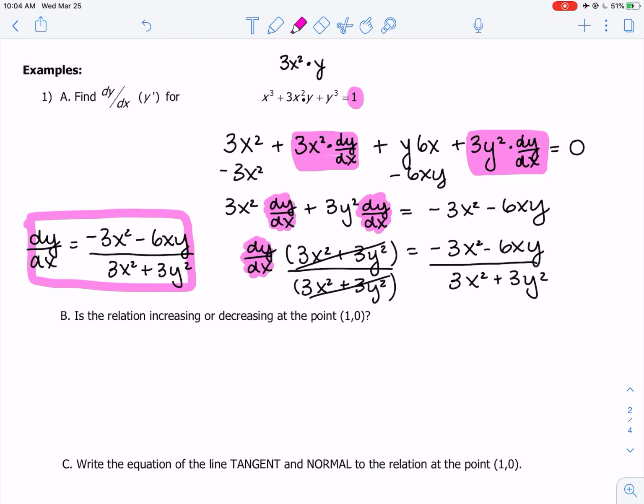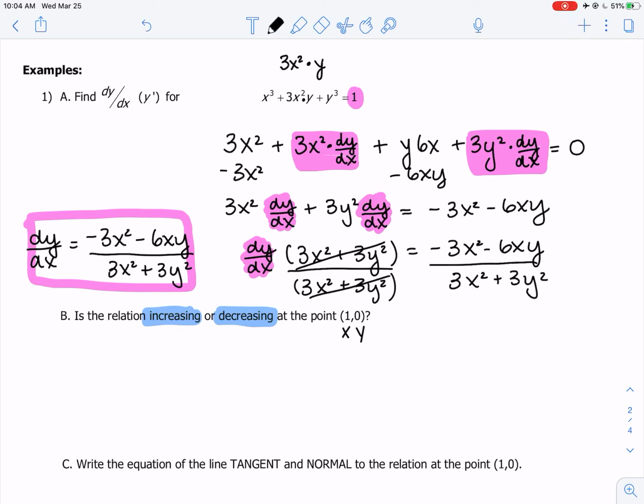So again, I know that this is new, okay? But again, you have an equation with x's and y's together. We're using our chain rule to take the derivative of each term as it is. And then we're going to have our derivative in terms of x's and y's. Notice for the next question, they're asking is the relation increasing or decreasing at a specific point. Notice that point gives you an x value and a y value.